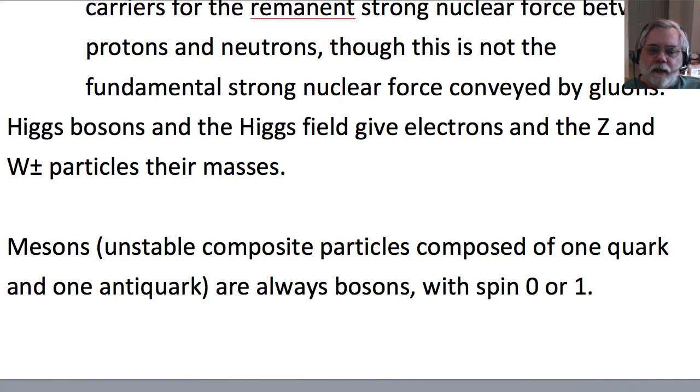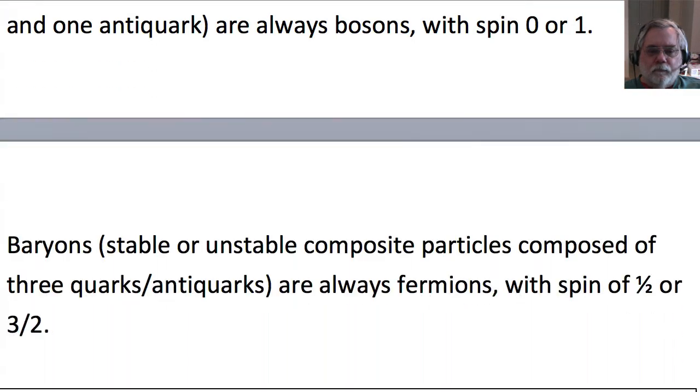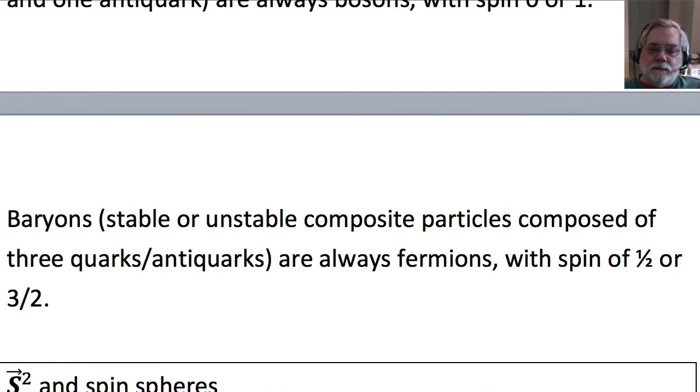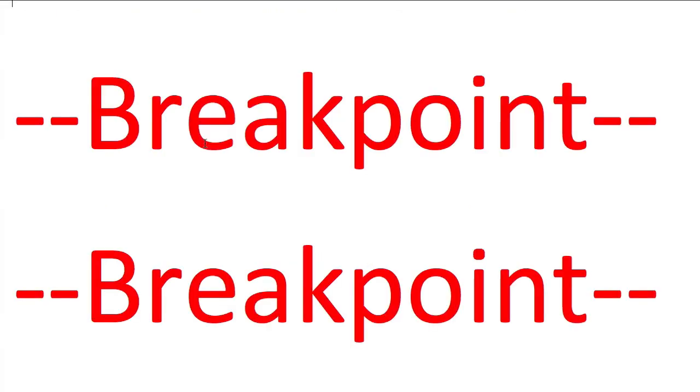Mesons, unstable composite particles composed of one quark and one antiquark, they're always bosons with spin 0 or 1. Baryons, stable or unstable composite particles composed of 3 quarks or antiquarks, they're always fermions with spin of 1/2 or 3/2. This is a possible time to take a break.